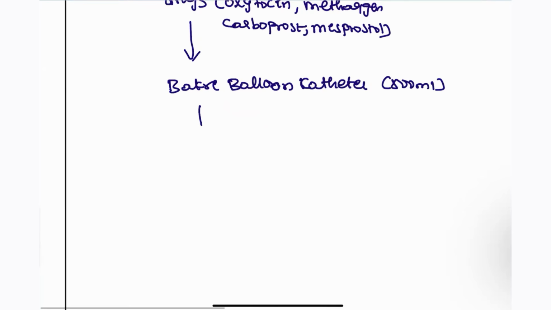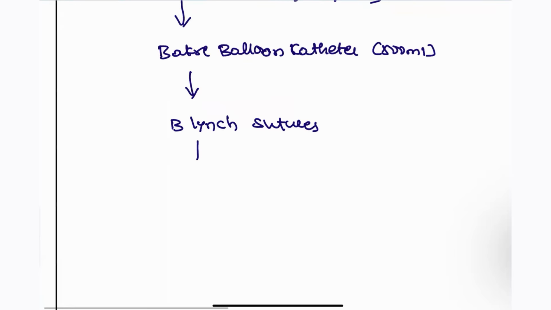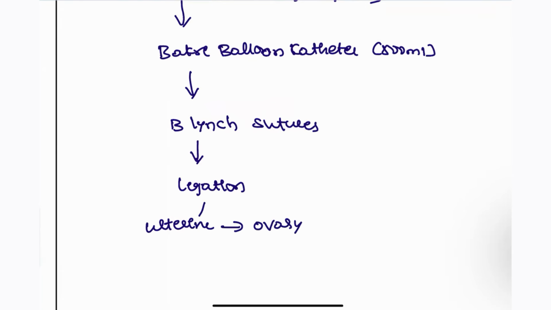Again, if still not controlled, then go for the surgery. How? B-Lynch sutures. The tight sutures will be wrapped around the uterus. Still not controlled, then go for the ligation. So how is the ligation done? First, you are going to proceed with the uterine artery. If it is not controlling, then the ovarian artery you are going to follow.